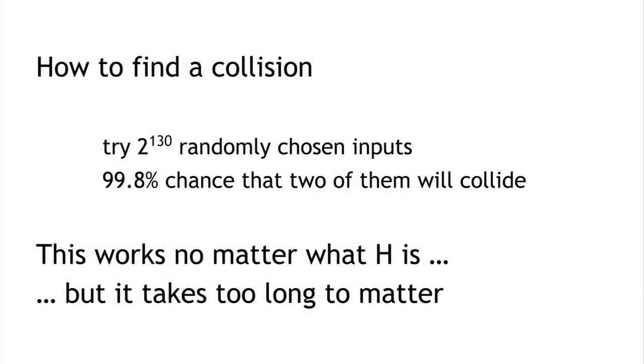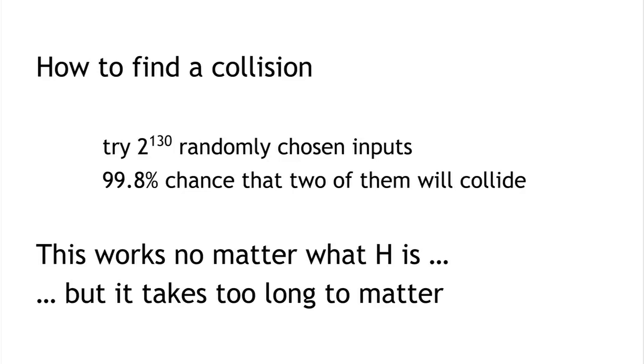Let me tell you how to find a collision, because there's a method that's guaranteed to work. We're going to pick 2 to the 130 randomly chosen inputs over on the left cloud of that previous diagram. If we pick those 2 to the 130 randomly chosen inputs, it turns out there's a 99.8% chance that at least 2 of them are going to collide. So this is a very simple method for finding a collision. It works no matter what the hash function is.